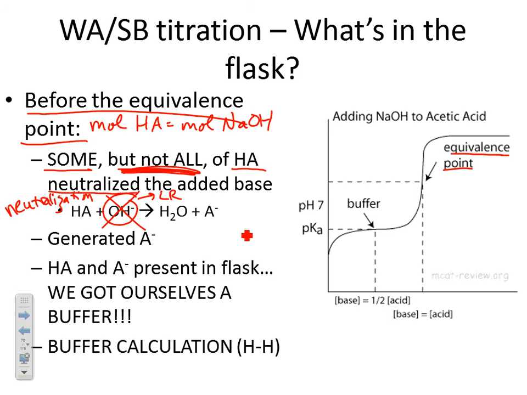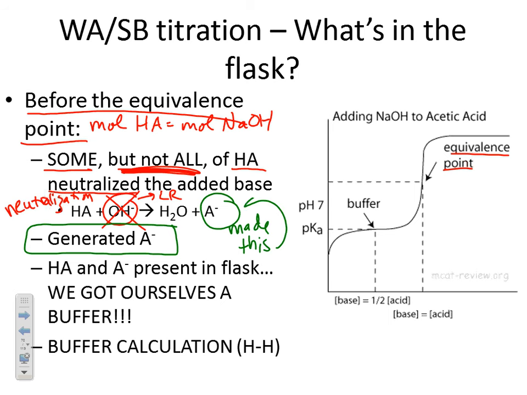What this reaction has done, and this is a huge critical point here, is that we've actually generated some A minus. So we've made this, which means we have it in the flask, but we still have this, right? So you've used up some of your HA, but not all of it, and by using up your HA, you've generated some A minus. So what do you have in the flask? You have HA and A minus. You have a weak acid and its conjugate base. We got ourselves a buffer situation.